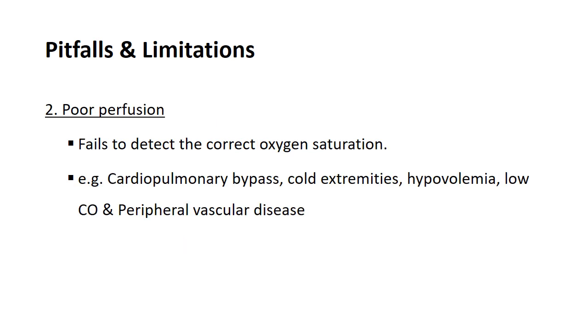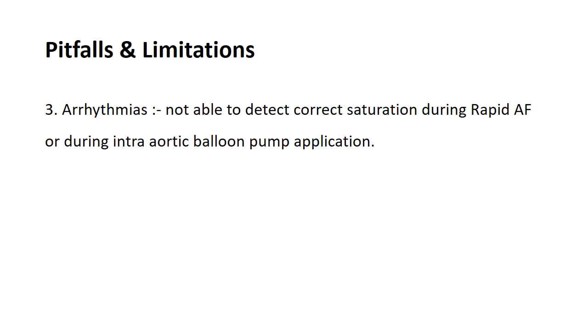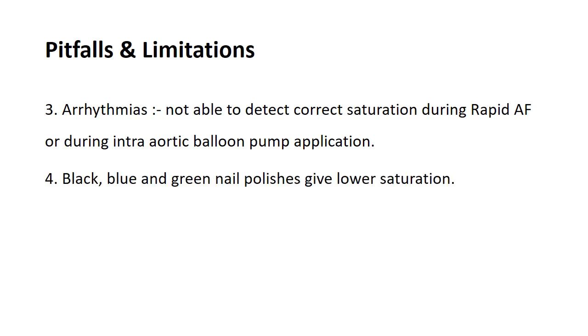Now, poor perfusion. Poor perfusion leads to a poor arterial pulse waveform, and so the pulse oximeter fails to detect the correct oxygen saturation. This can happen in cases of cardiopulmonary bypass, cold extremities, hypovolemia, low cardiac output, and peripheral vascular disease. Arrhythmias: the pulse oximeter may not be able to detect the correct saturation during rapid atrial fibrillation or during the intra-aortic balloon pump application.